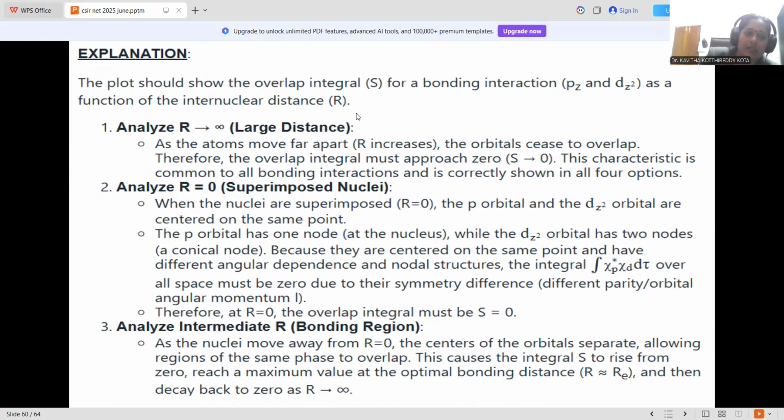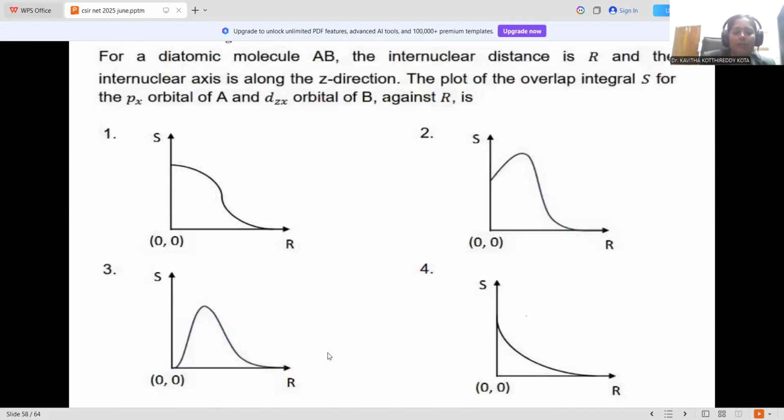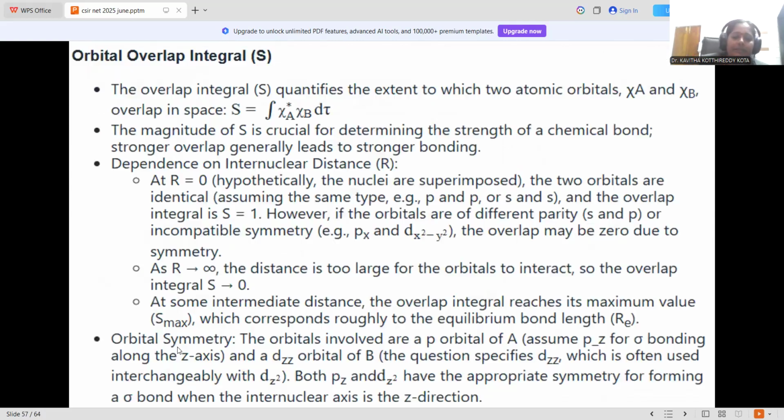If R is equal to infinity, then the S value will become 0. If R is equal to 0, again the S value will become 0. If R is equal to an intermediate distance, at that condition the value will be maximum. All these are provided by graph number 3 only, because when R is equal to 0, the S value becomes 0, and when R is equal to infinity, the S value becomes 0. When R is equal to some intermediate distance, a higher S value can be obtained. That is given in option number 3. So for question number 52, option 3 will be the correct answer.